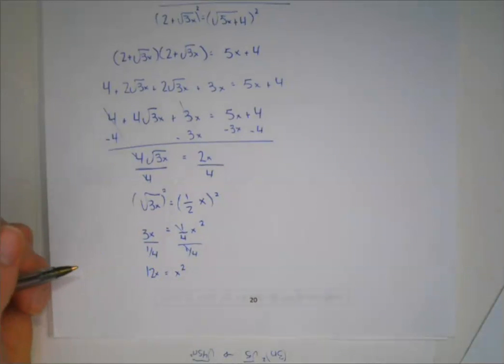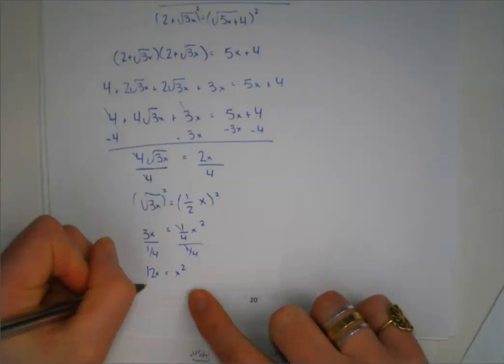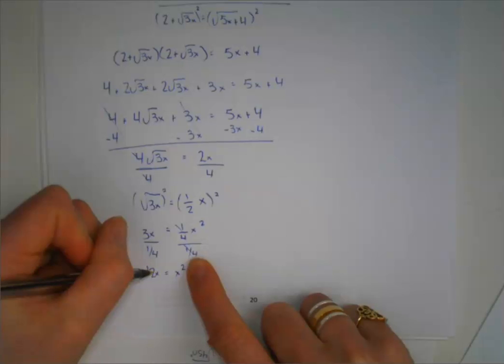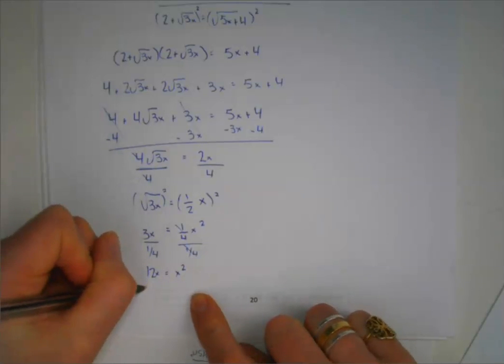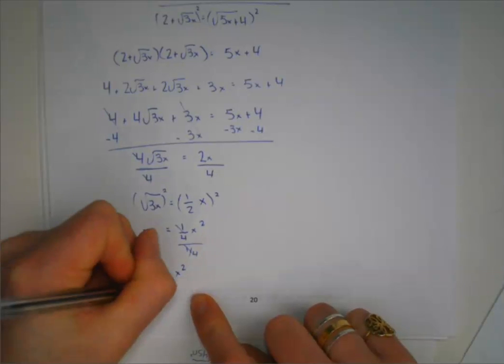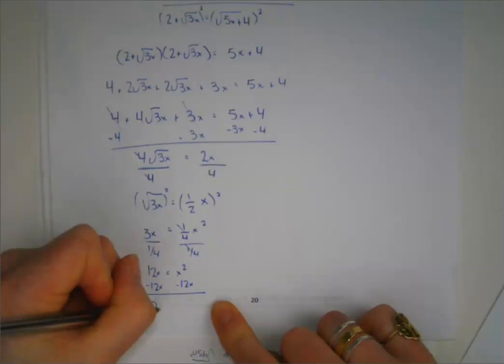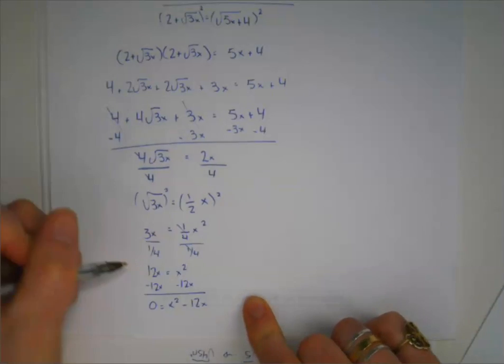And so now we just want to set the expression equal to 0. So basically that means we're going to subtract 12x from this side, just because I personally find it easier to keep your x squared value positive. So if we subtract 12x from each side, we end up with 0 is equal to x squared minus 12x.